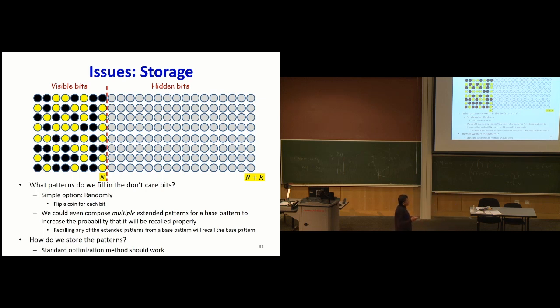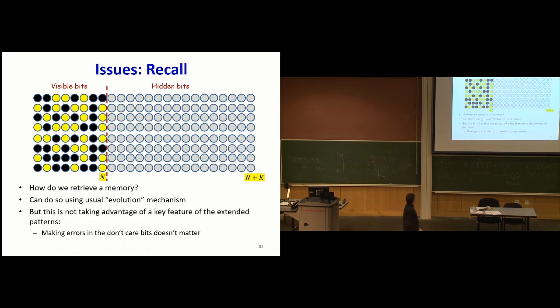And once I decide what these patterns are, I can just use the standard optimization trick and learn the parameters of the network to store these extended patterns. And to retrieve, same thing. I'm going to initialize the network anyhow. It's going to arrive at the n plus k bit pattern. I ignore the final k bits. I get the n-bit pattern that I want, right?